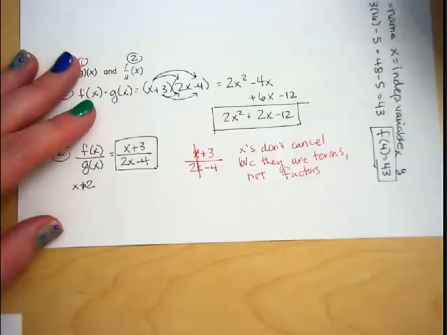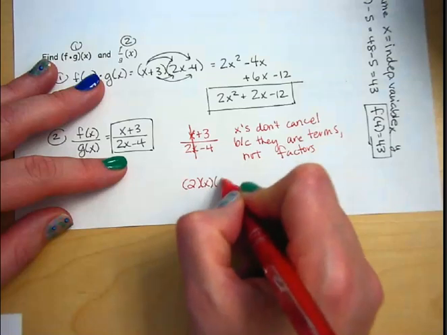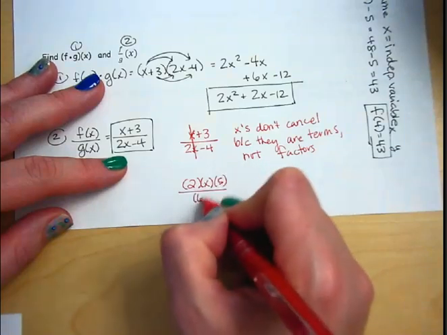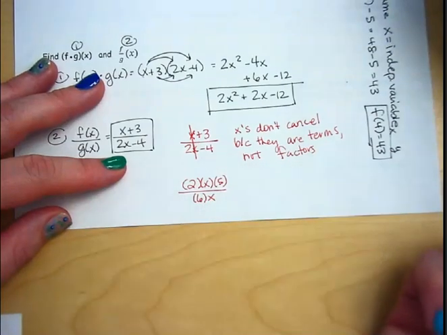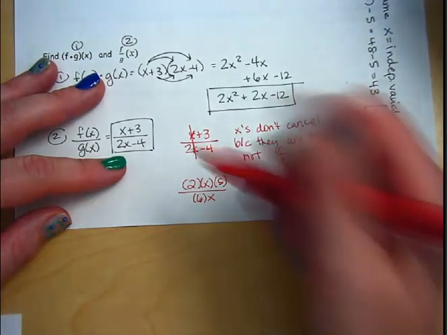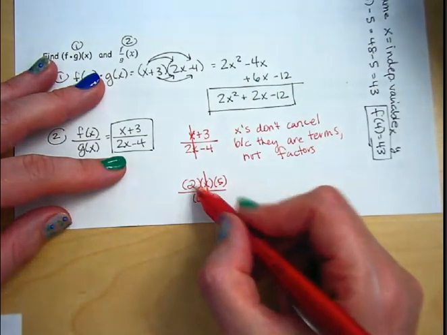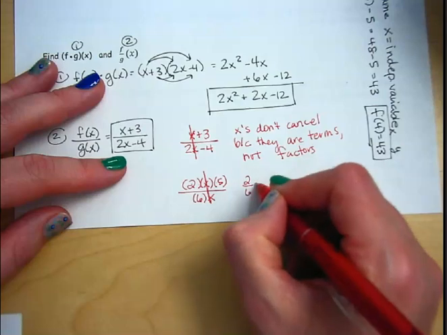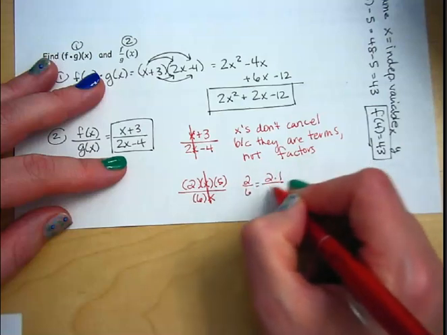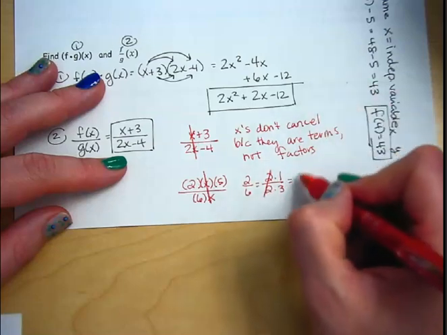So here's where you could cancel x's. If I had something like this, these x's are only being multiplied by other things, so they are free to be canceled. And just like 2 over 6, really when we're canceling, we're saying 2 is 2 times 1, 6 is 2 times 3. We're canceling the 2, the common factor, and we're getting 1/3.